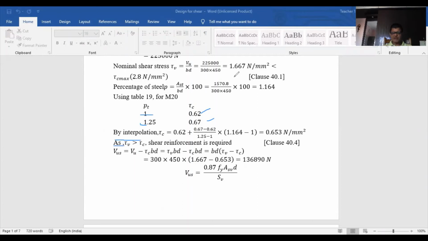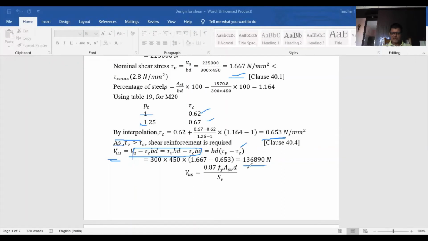Now see tau V and tau C. Tau V is this much, tau C is this much. So tau V is greater than tau C, so shear design is required. So calculate your design shear, that is equal to tau V minus tau C into bd. Don't write all these things, this is for your explanation. You can directly write down that design shear is equal to tau V minus tau C into bd and calculate the value.